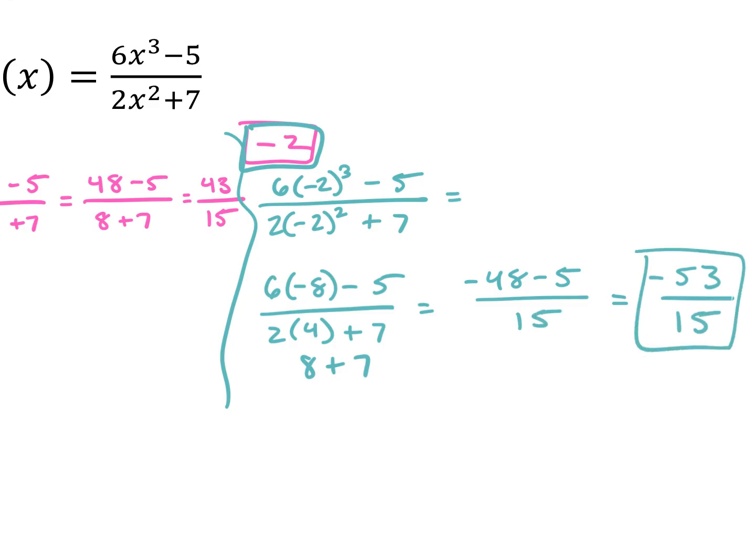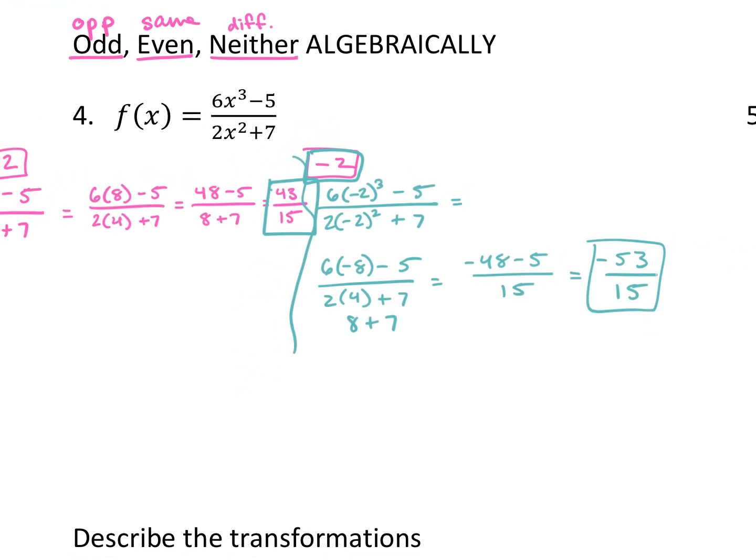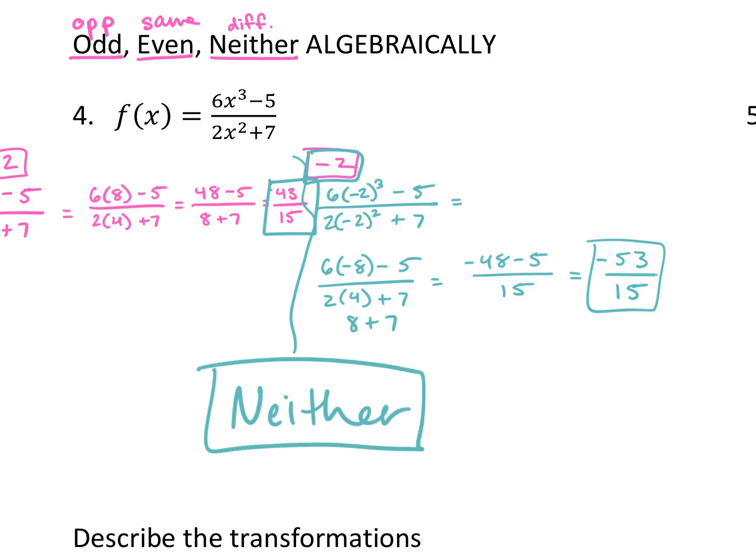So did we get the same answer? Did we get opposite answers? No, they're not the same number, but opposites. They're totally different answers. So what would our answer be? Neither. Make sure you guys are answering the question. Some people on the quiz just put same. That doesn't answer the question. You have to say, is it even, odd, or neither?